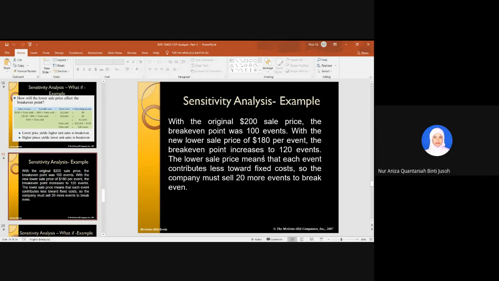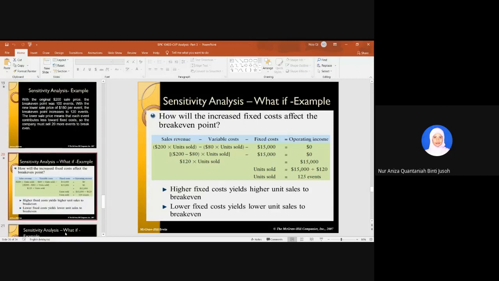So the lower sales price means that each event contributes less toward fixed cost. So the company must sell 20 more events to break even. So this is not a good choice if you decrease the sales price, because you will have to sell more to achieve break even.